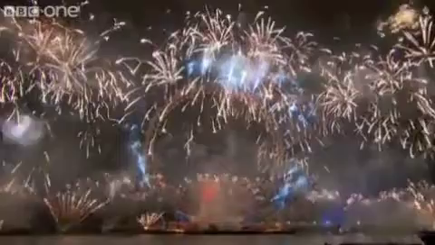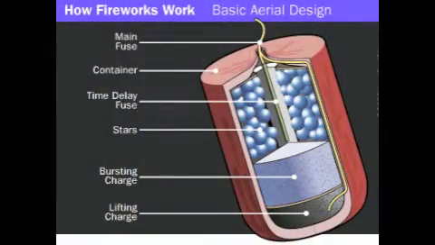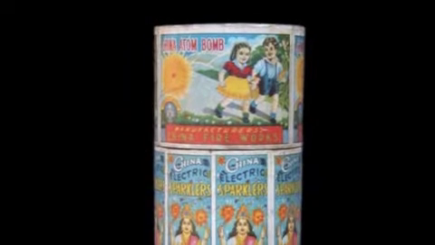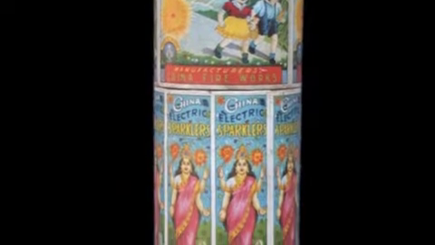Fireworks are so interesting and pretty. How do they work? First of all, an aerial firework is a shell that consists of 4 parts: container, stars, bursting charge, and time fuse. The container is a strong wall that protects the contents.